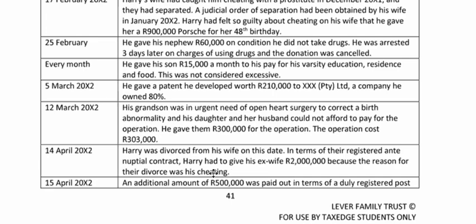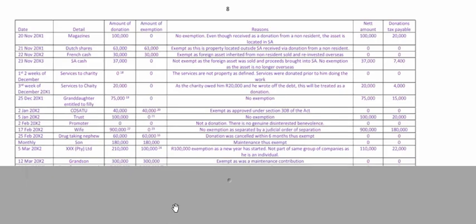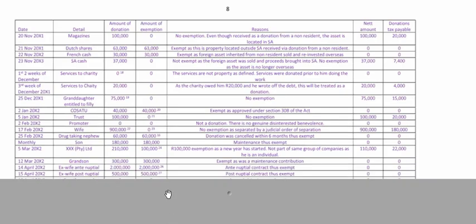Okay, carrying on. It says Harry was divorced from his wife on 14 April. In terms of their registered anti-nuptial contract, he had to give 2 million because the reason for their divorce was cheating. So 2 million for the registered anti-nuptial contract and another 500,000 for a duly registered post-nuptial contract. Both of these are exempt. Whenever there's an anti-nuptial or a post-nuptial contract, it's exempt from donations tax.